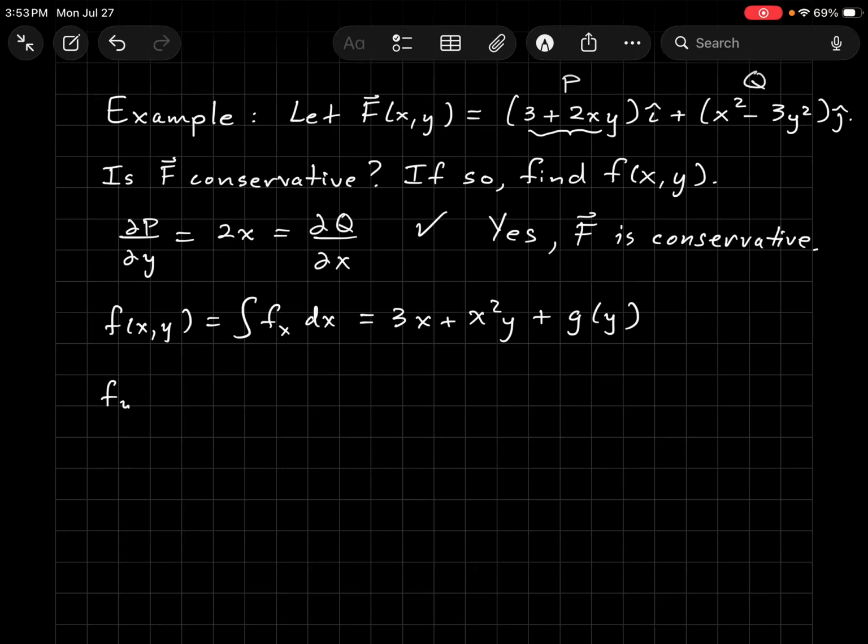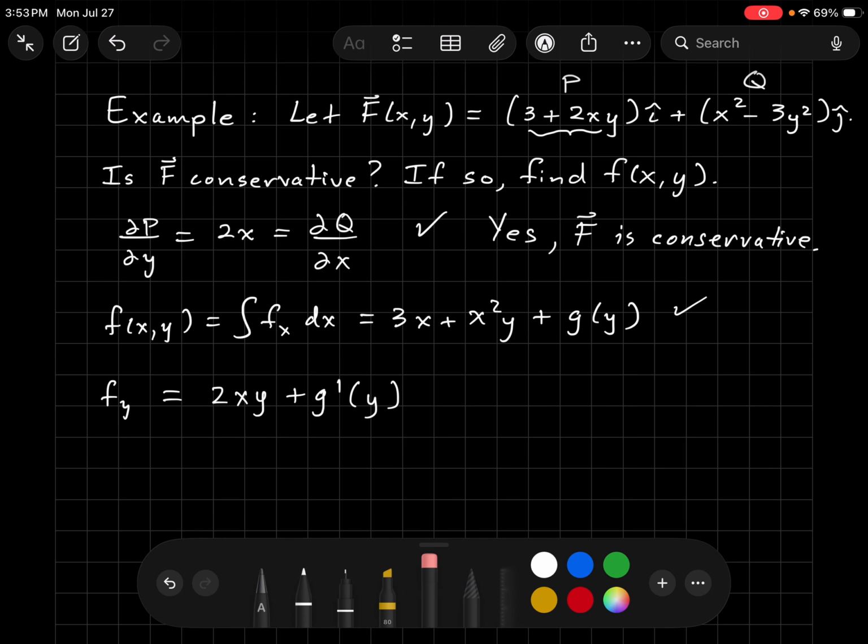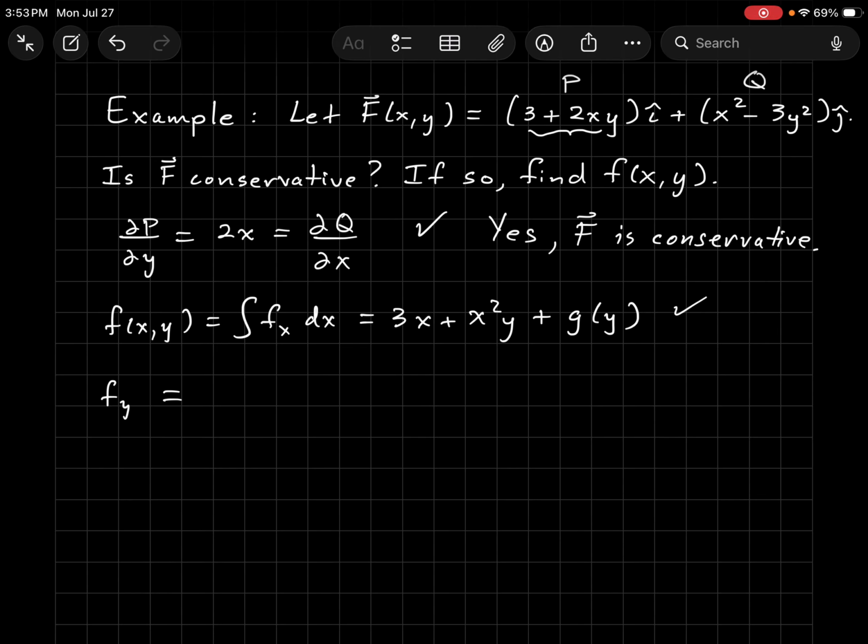Now, if I take the partial of what we just found right here with respect to y, we would get 2xy plus g prime of y. Let me go back and fix it. I said 2xy. I did the wrong partial. It would instead be 0 plus x squared plus g prime of y. So the derivative of that would be 0, and then x squared, and then g prime of y.